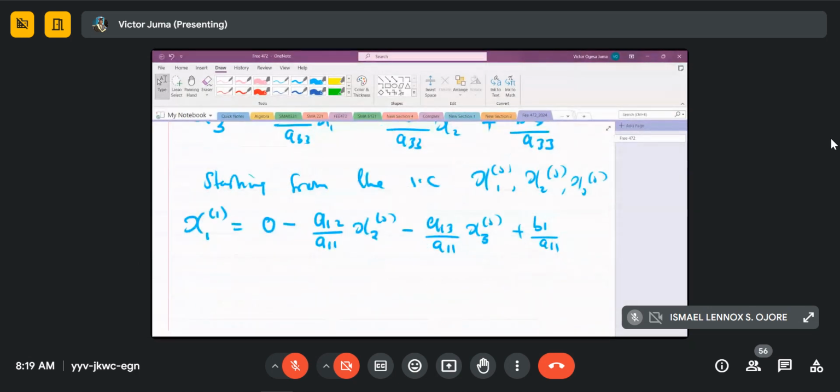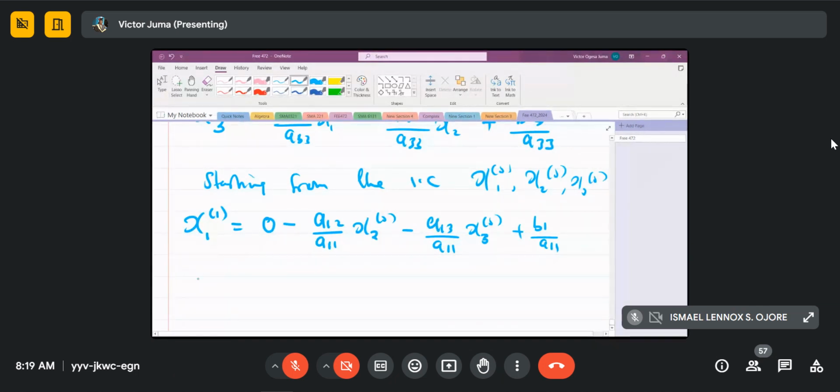Remember, once you solve for x1 in the first equation, you now have an updated value of x1. So instead of still using the previous values to find x2, you use the new value, which is present, the latest value. And that's the difference between the Jacobi and the Gauss-Seidel.